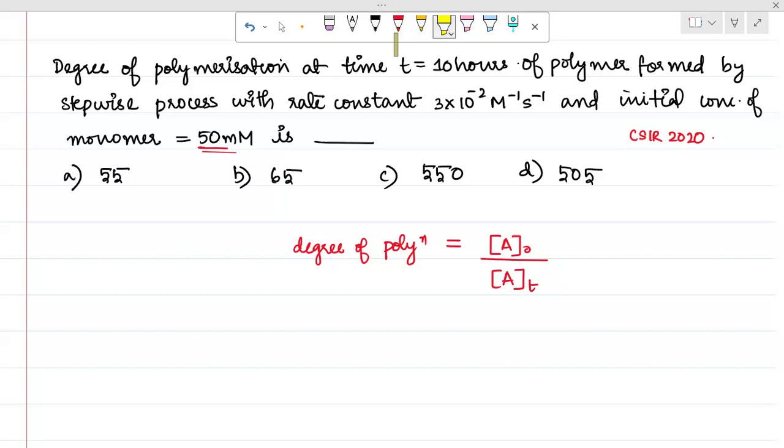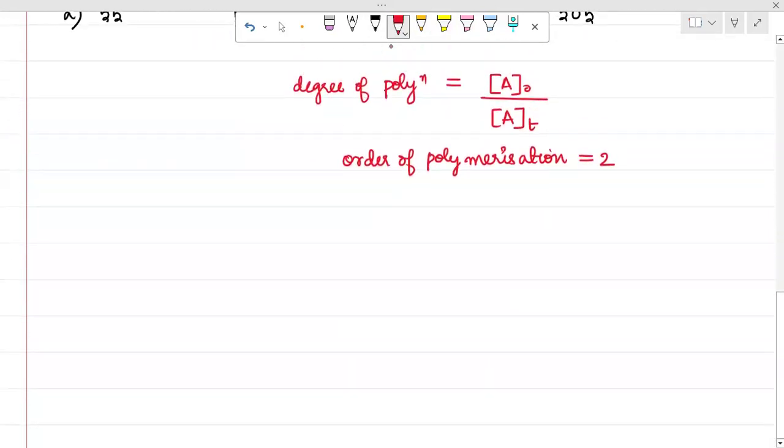Okay, now if you look at the rate constant, see the units. It is per molar per second, and hence you can confirm that the order of polymerization over here is 2 by just checking the units of the rate constant. Now, if it is 2, you know that 1 by A minus 1 by A naught is equal to rate constant into T. This is the integrated rate equation for second order reactions.